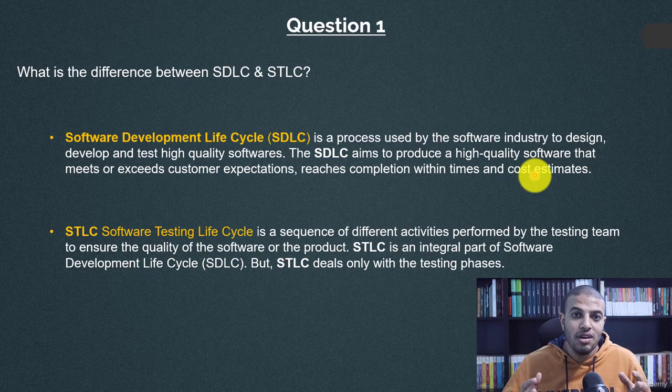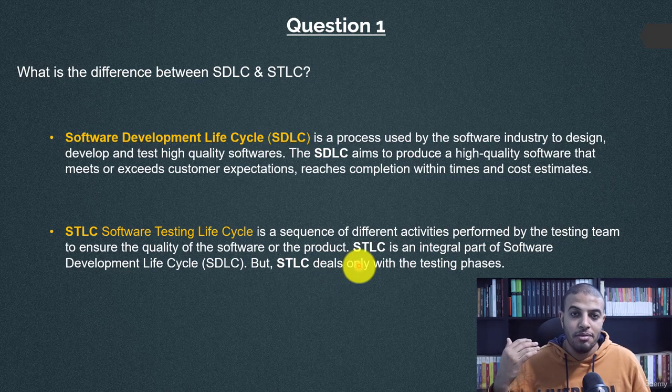On the other hand, when we talk about the software testing life cycle, it means that mostly we are talking about the test process. So the software testing life cycle is a sequence of activities performed by the testing team to ensure the quality of the software of the product. The software testing lifecycle is an integral part of software development lifecycle, but software testing lifecycle deals only with the testing phases. So in software testing lifecycle, we begin by planning the testing plan, for example, then designing our test cases, then executing them, then reporting the status of our project to the stakeholders.